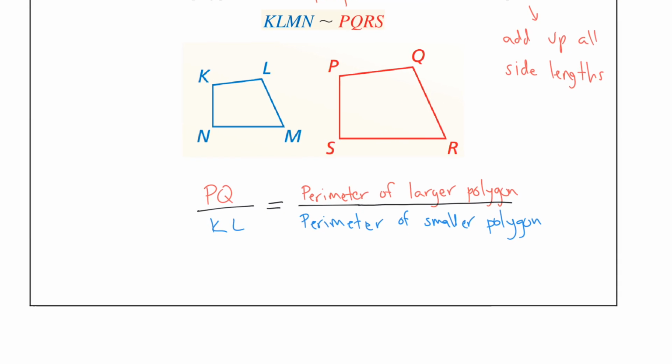All right, so let's give some symbols to work with so that we don't have to write out that really long phrase every time. If you take one side from one of the polygons, divide it with the corresponding side of another polygon, this is going to be equal to P for perimeter sub L for larger polygon, divided by another P for perimeter, but this time sub S for smaller polygon. So we're going to use this proportion right here to solve some examples.